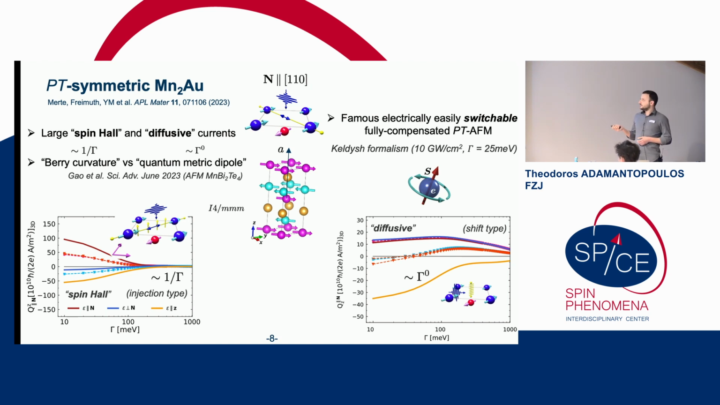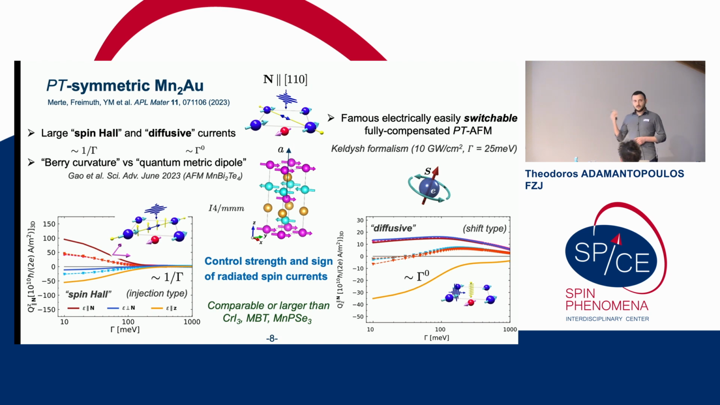This is due to the different mechanisms behind them. The spin Hall type originates from a Berry curvature dipole mechanism, whereas the diffusive type originates from a quantum metric dipole mechanism. Overall, by varying the parameters in our calculations, we are able to control the strength and the sign of the radiated spin currents, and our results are comparable or larger than in previously studied materials.